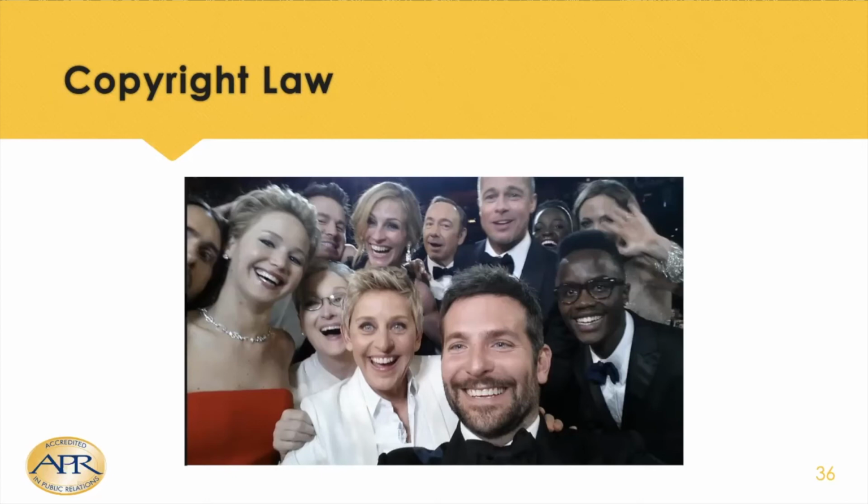Anybody want to venture a guess real quick? Think about who owns the rights to it. I could be totally wrong, but it seems like it would be Bradley Cooper because he was the photographer. And when I use photographers' photos, I need to give them credit, but I'm not sure. You are absolutely right.